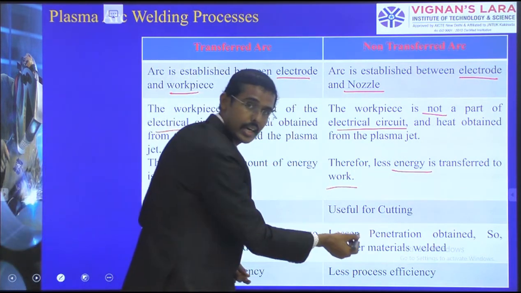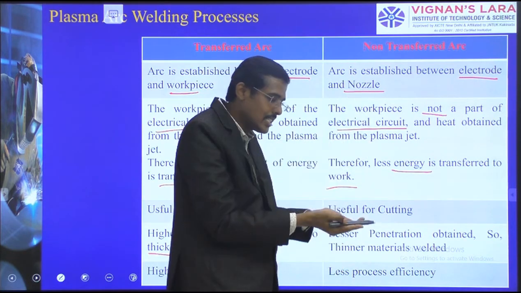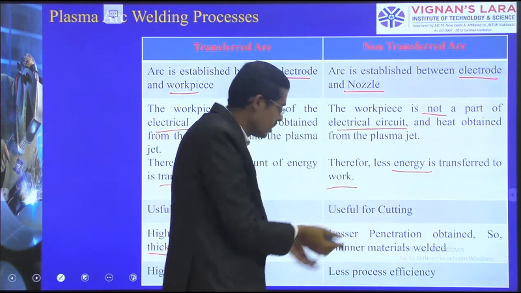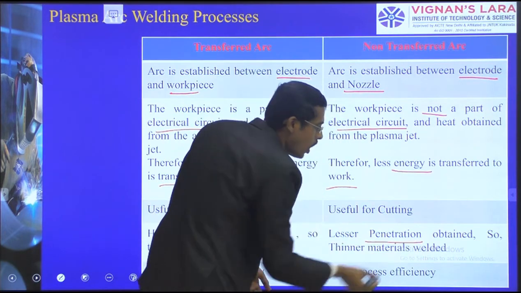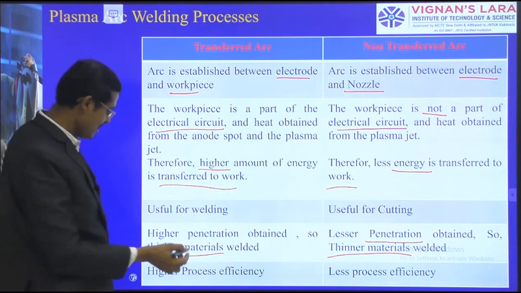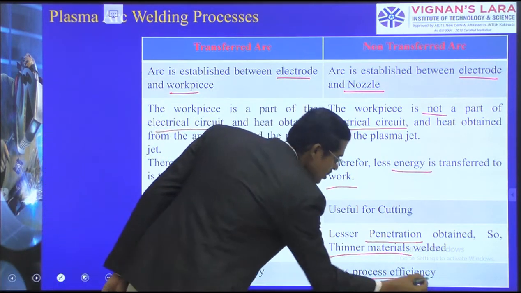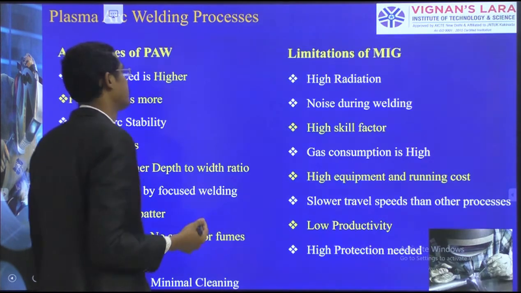Therefore, higher penetration is obtained, so thicker material can be welded. Here, lesser penetration because heat is not there. Heat is directly going to the nozzle. We are just keeping the workpiece in between. So lesser penetration is obtained, so thinner material can be welded here. Higher process efficiency in transferred, less process efficiency in non-transferred.